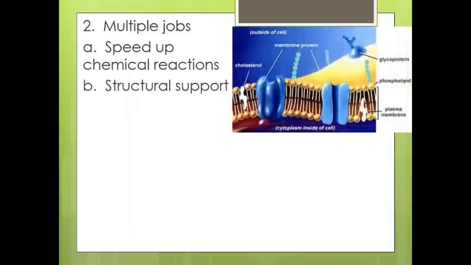Proteins have multiple jobs. One of their jobs is that they help speed up chemical reactions. So they make reactions that normally would take quite a while in your body, to maybe break something down or to build something up, move quicker. They also provide structural support. You can see that there are proteins here embedded as part of your cell membrane, so those proteins have a part in forming your cells. They also help store material and transport material.